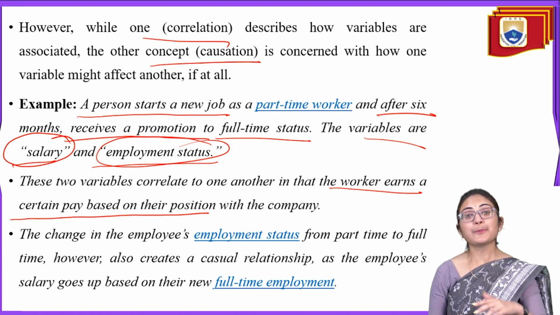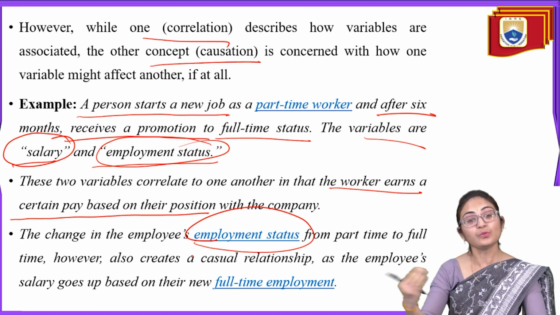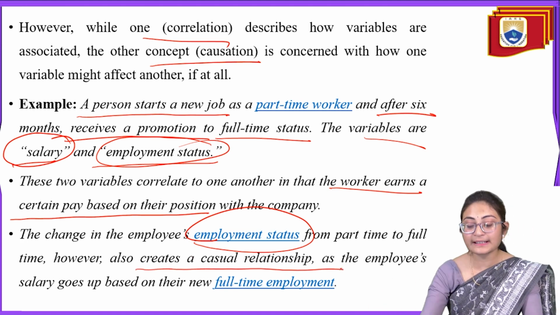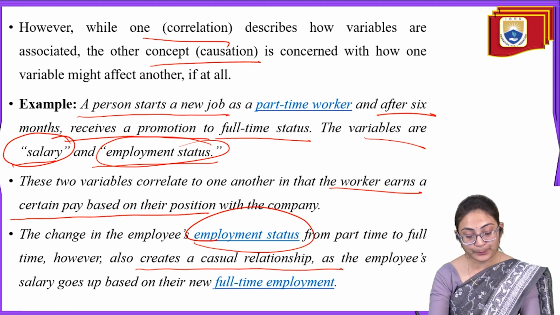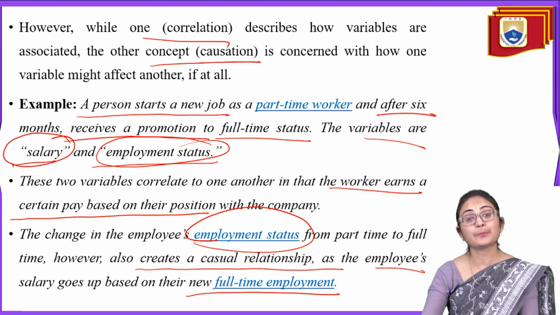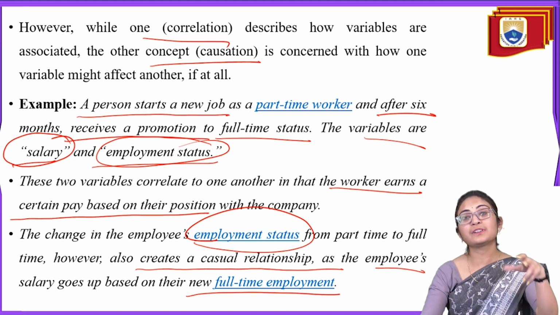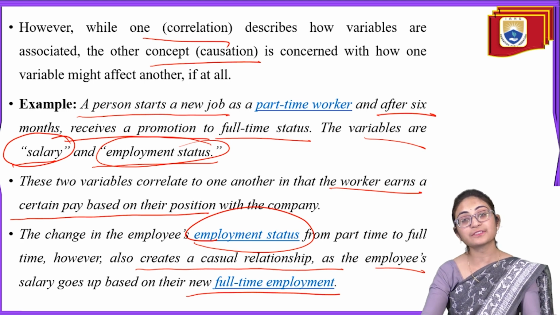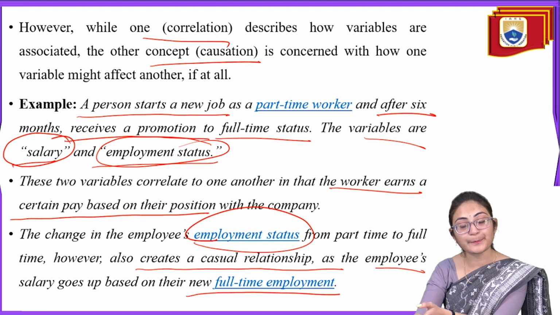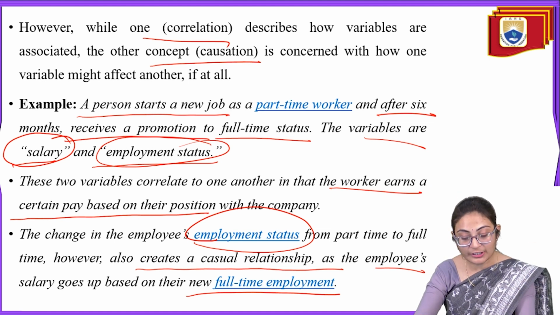The change in the employee's employment status from part-time to full-time also creates a causal relationship, as the employee's salary goes up based on their new full-time employment. Definitely, first that person was working as a part-time worker, but after some months, his status has changed from part-time to full-time. And so that means employment status has totally changed.